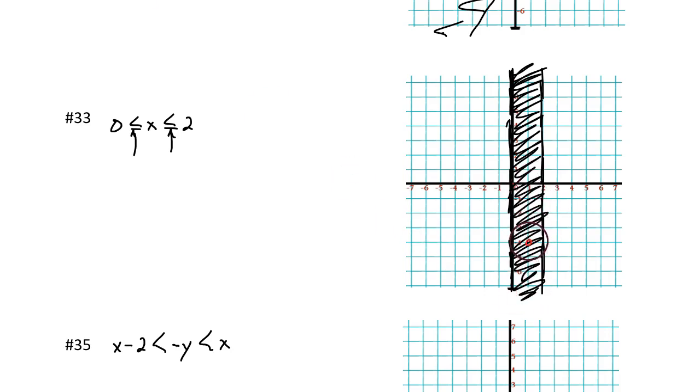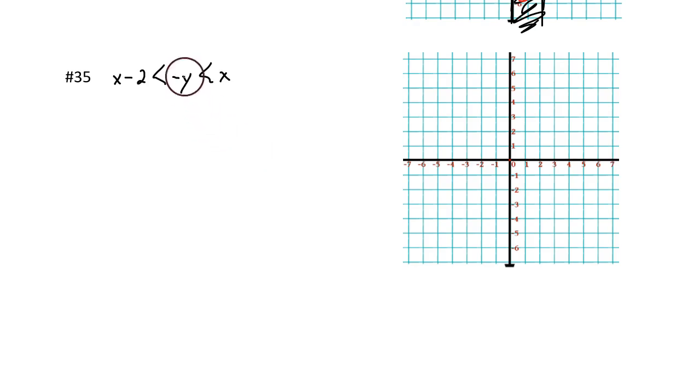For example, this dot is at 1, negative 4. It has an x value between 0 and 2. Its x value is 1. Now number 35. Let's solve for y in the middle of this expression by dividing by negative 1. We get negative x plus 2 is greater than y, which is greater than negative x. I switched the arrows because I divided by negative 1.